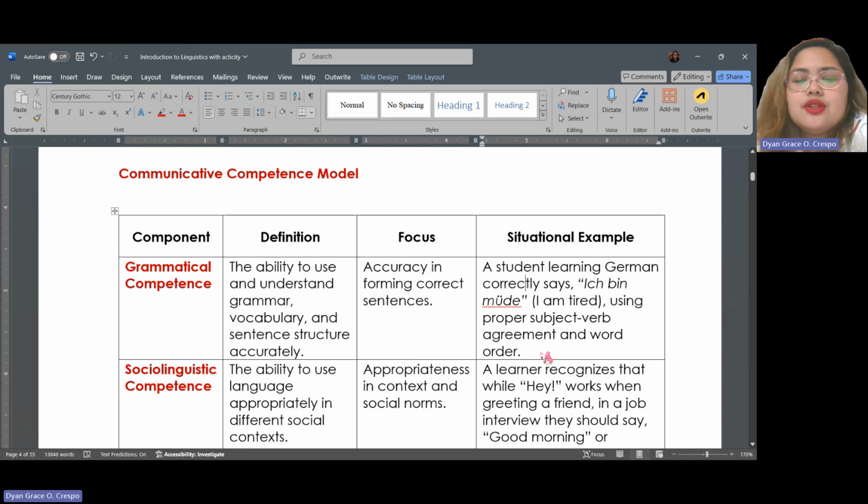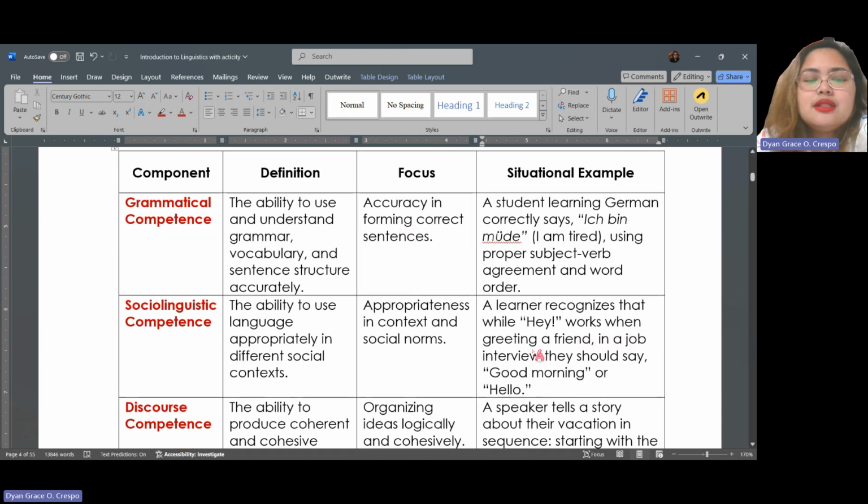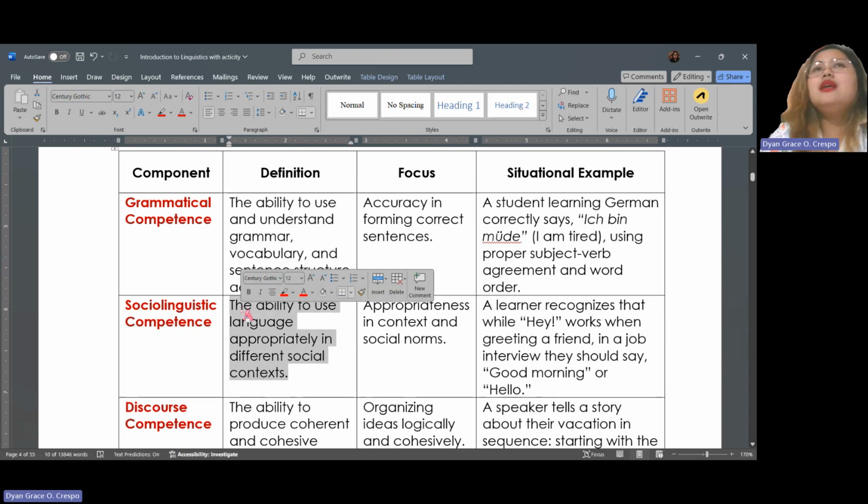So situational student learning German correctly says "ich bin müde." Okay, using proper subject and verb agreement. So that is grammatical competence, and it's easier than social linguistic competence. Why? Because if we have social linguistics, you need to use it in different social contexts. And if it is a different language, you will think, how will I say this without offending other people? How will I do this without offending other people? Or how can I convey this in this kind of situation? So this is a social linguistic competence.